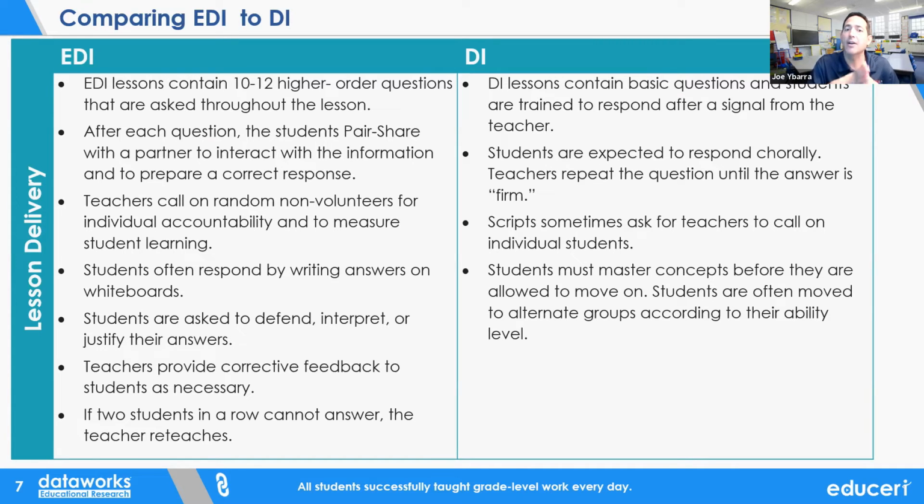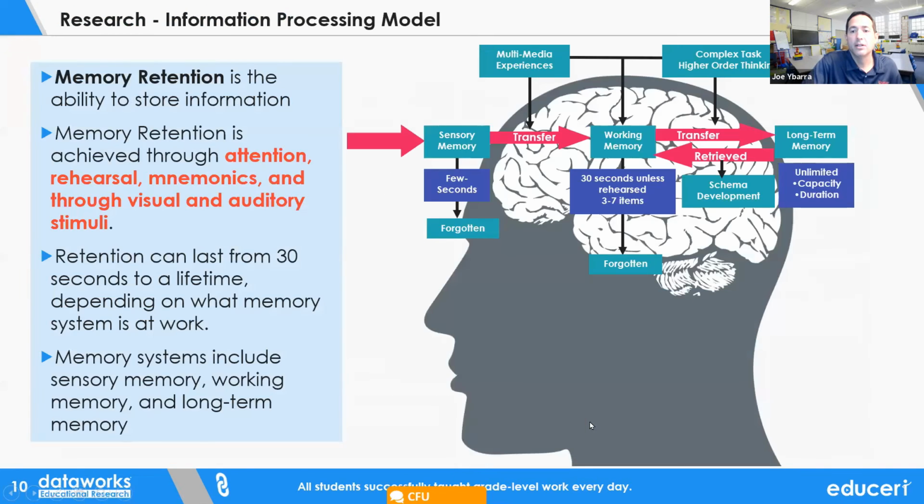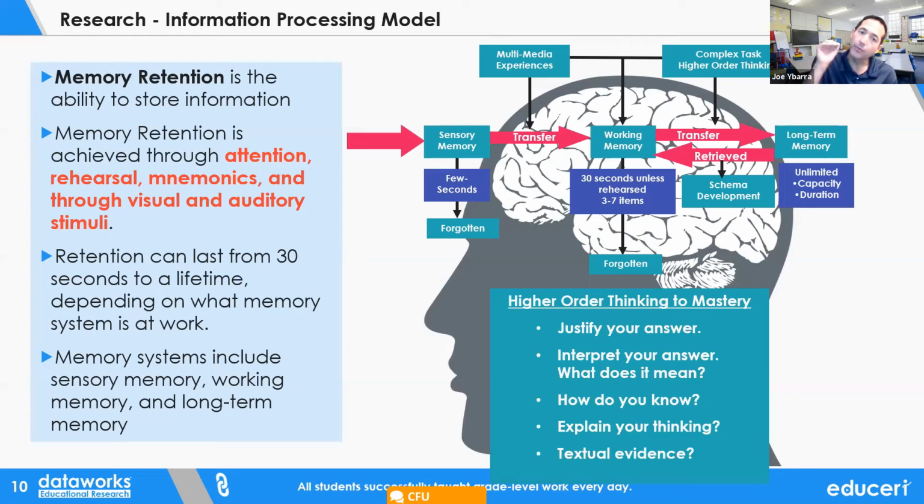Okay, it's based on higher order questioning and deep understanding. The reason why is we understand, look, for long-term memory, from getting information from working memory to long-term, we need complex tasks, higher order thinking. Extremely important to get real deep understanding. I do and I understand. Okay, so how do we get them to higher order thinking to mastery?